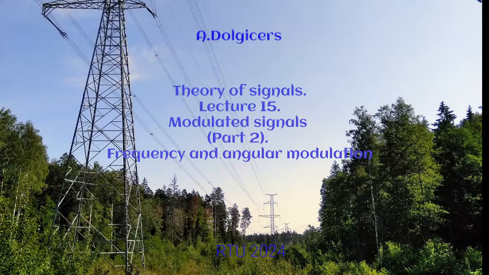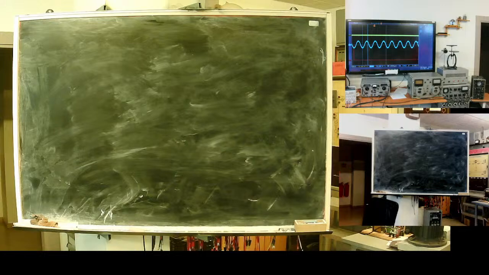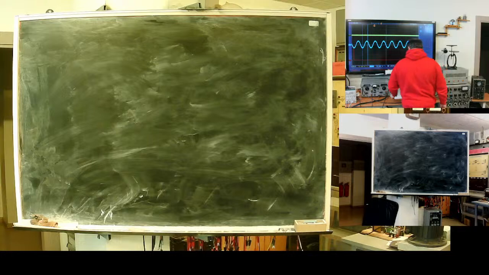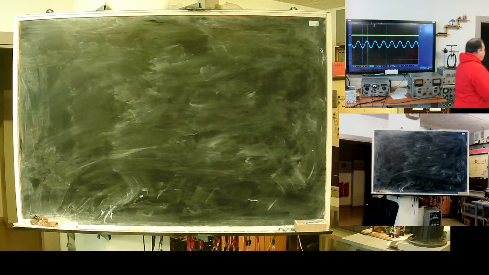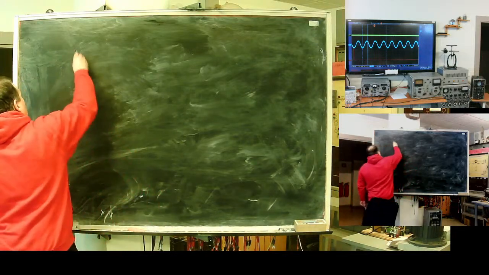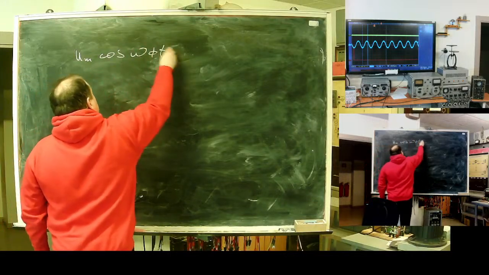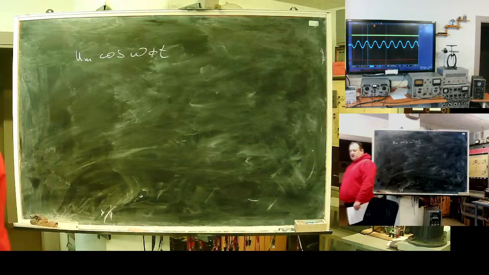Okay, let's start. What I got for today is a frequency and envelope modulated signal. Let's say I have a signal cosine omega 0 time. It's a carrier. It's like an envelope.